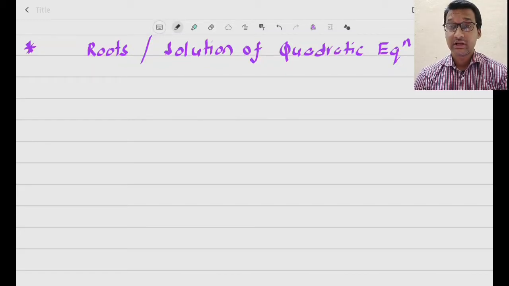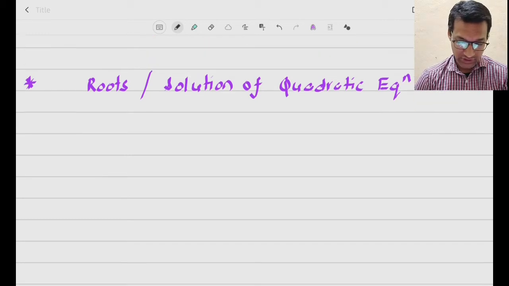Welcome to this next class of quadratic equations. In this class, we are going to learn about roots or solutions of quadratic equations. Now, in the last class, we have learned what are quadratic equations and what is the standard form of a quadratic equation. Now, let us learn what is a root or solution of a quadratic equation.